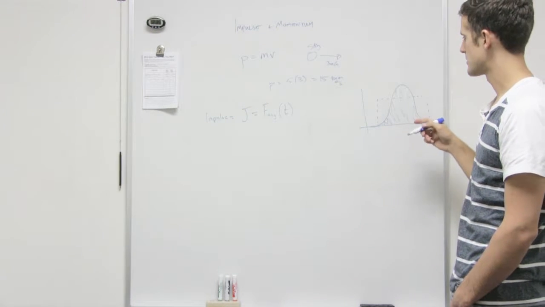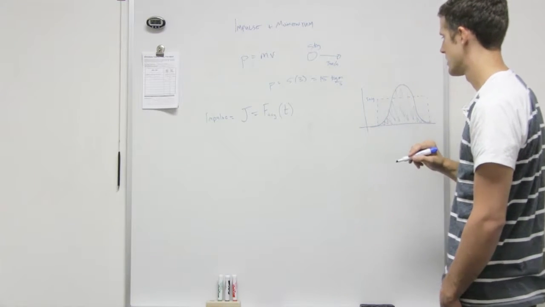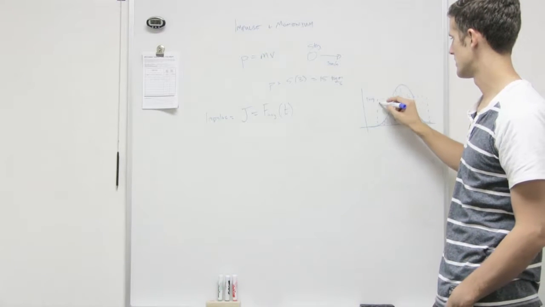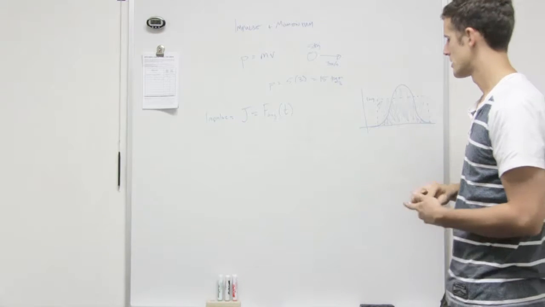Okay. Sometimes to simplify it, they'll give you an average force, which means if you took that force and spread it out equally, you could just make a rectangle, and you can just find the area of the rectangle. Right? Okay.